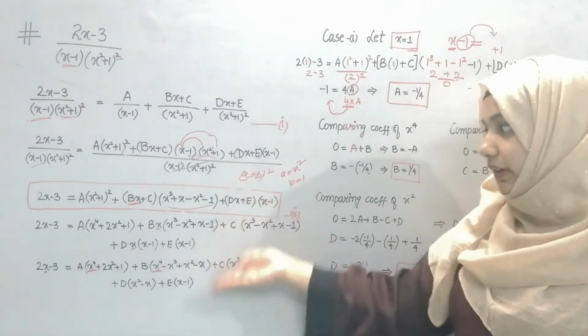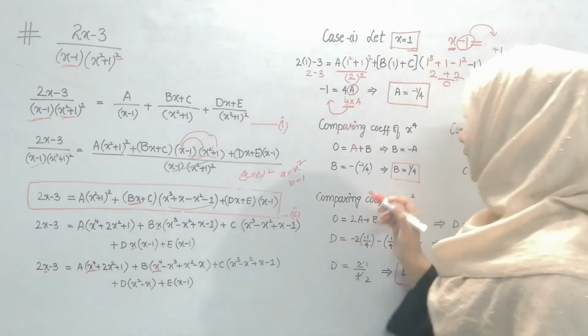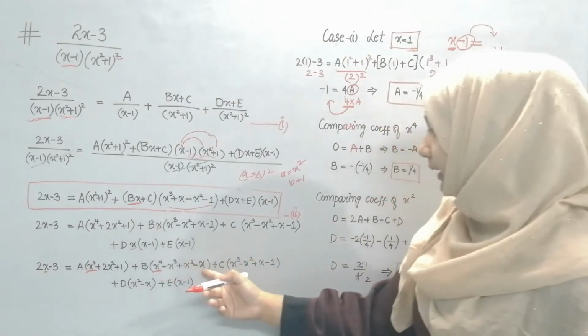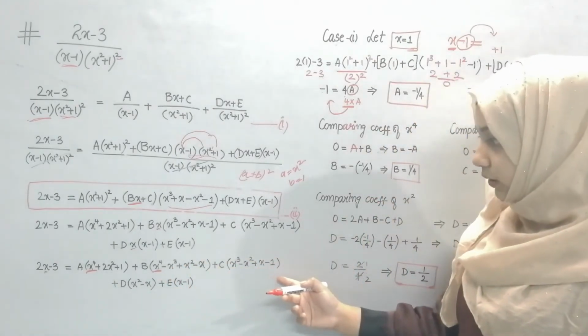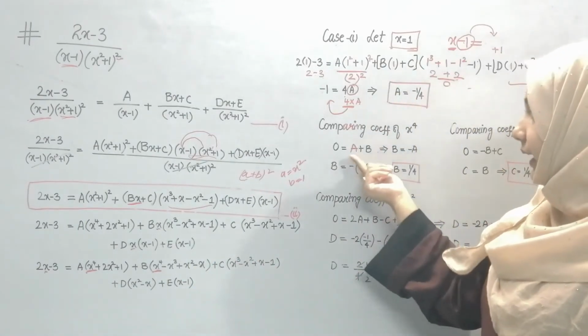Otherwise, this step is fine. You don't have to do it, but finding coefficients will be easier. Okay, now moving on. After B in C, do I have any x power 4 term? No. In D and E, no, I don't have it. So that's it. I have got only A and B.